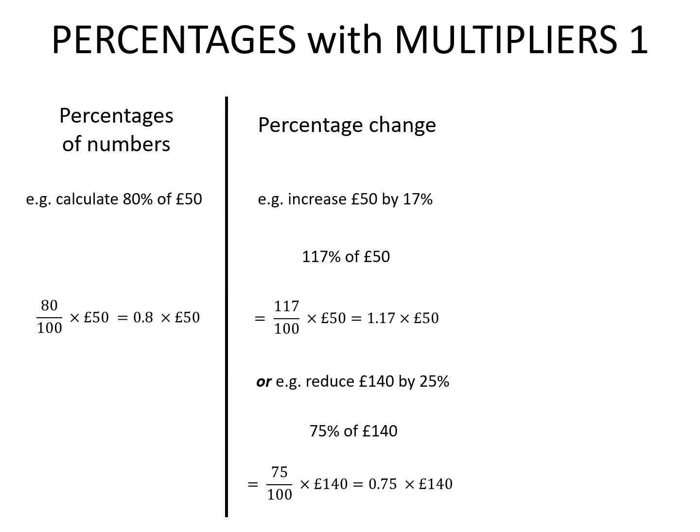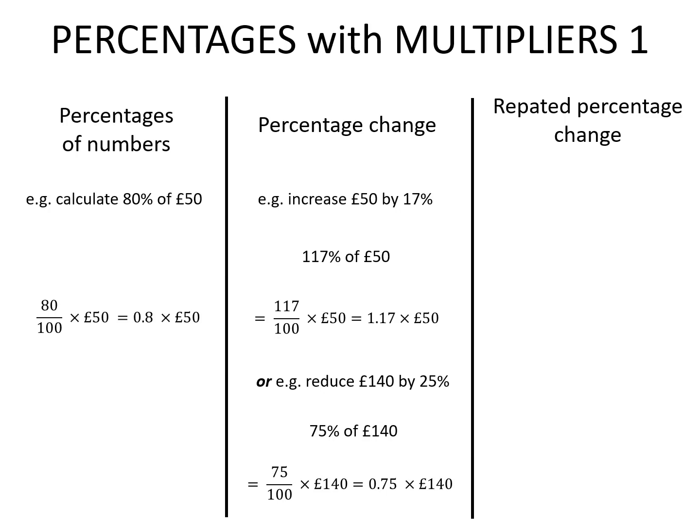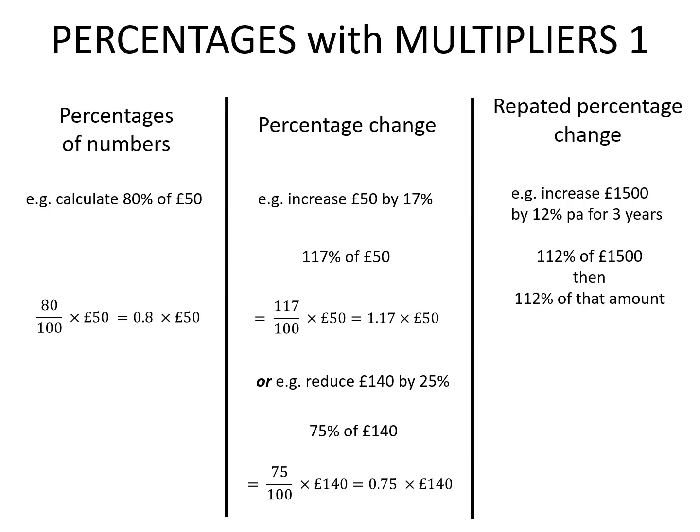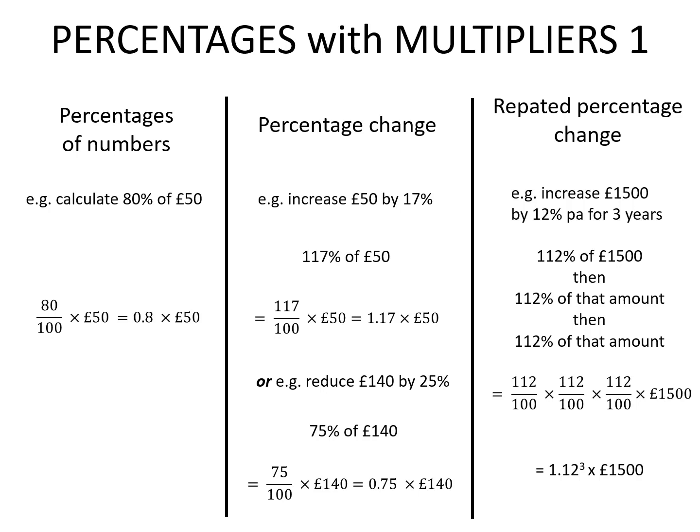And the final technique addressed in this first video was repeated percentage change, which very often emerges under the heading compound interest or occasionally depreciation. A typical question would be this: increase £1,500 by 12% for 3 years. Well, that simply means work out 112% of £1,500, then 112% of that amount that you got as the answer to the first part, and then 112% of that amount, which in fractions can be written as 112 hundredths times 112 hundredths, etc. Or, in shorter form, 1.12 cubed times £1,500.